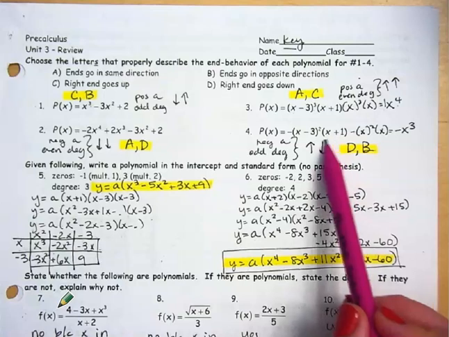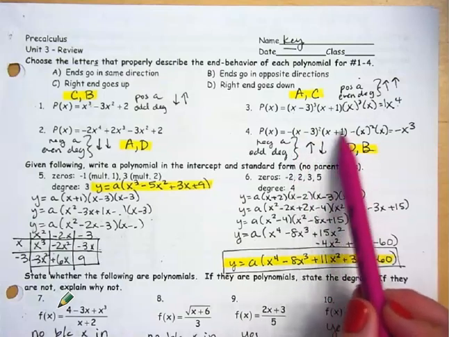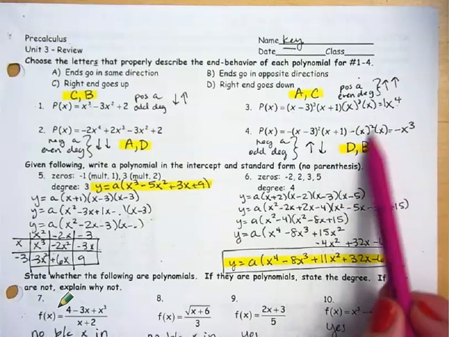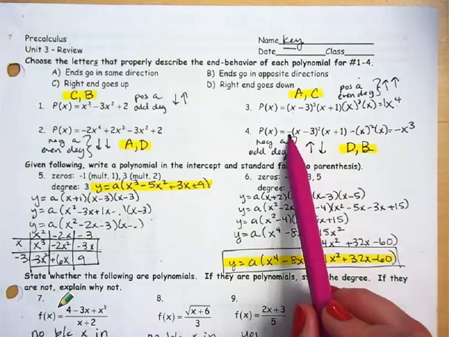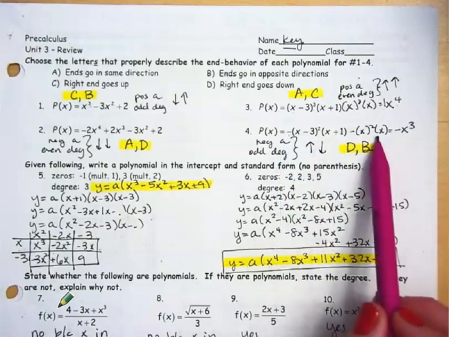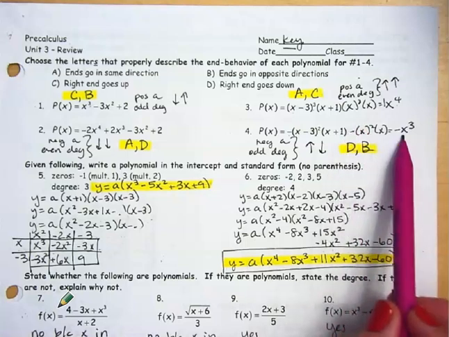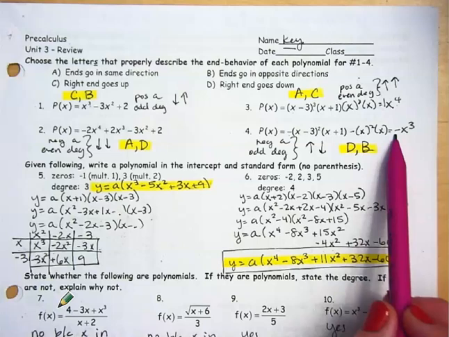Same thing in this next problem, number 4. This x value is squared. This x value is to the 1. So I have x squared and x to the 1. But we also have a negative out front. That's really just like multiplying by a negative 1. So multiplying all this out gives me negative x cubed. Now I know my degree and I know my a value is negative 1.